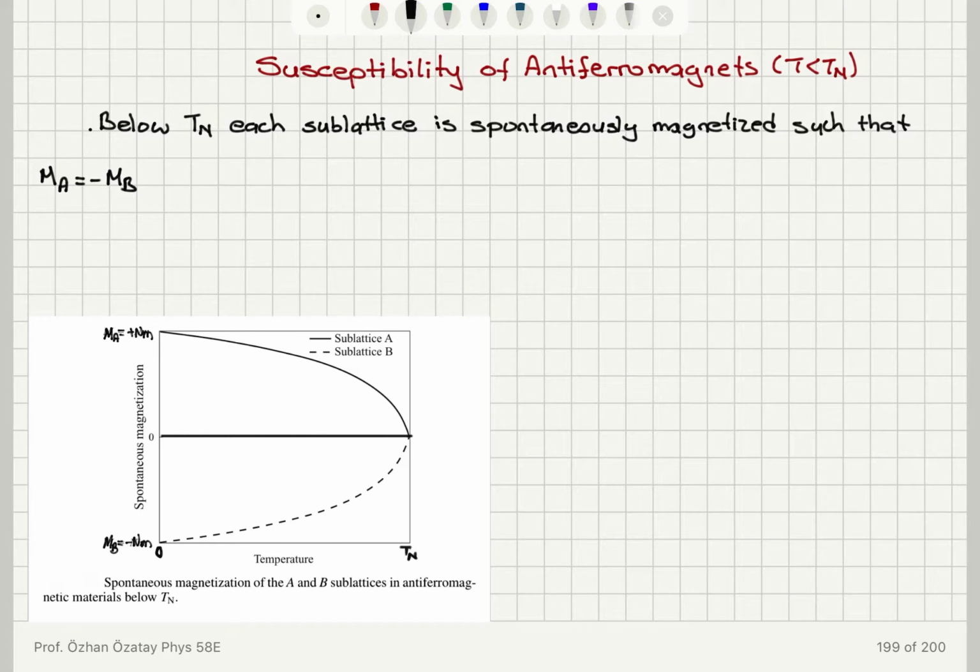If we look at the temperature dependence of the magnetization of the sublattices, just like ferromagnets, they will be following the Langevin or, in quantum theory, Brillouin function.